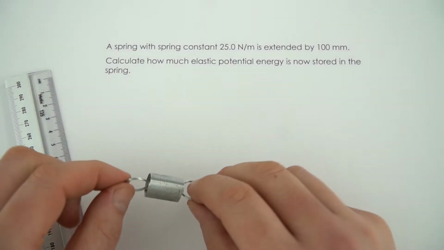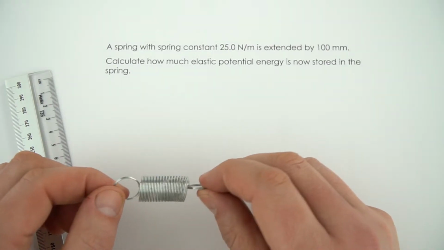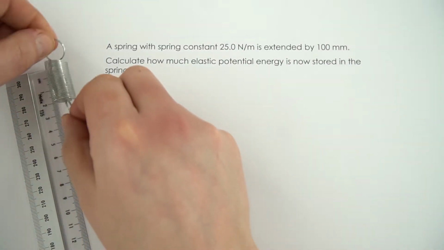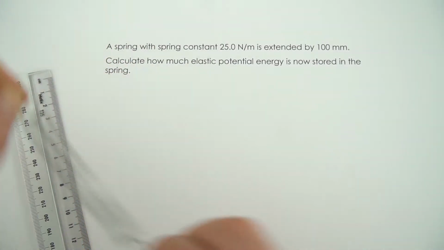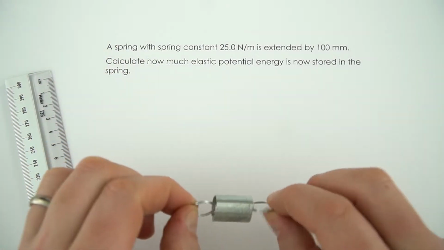So in this example, we've got a spring with a spring constant of 25.0 newtons per metre, and it's extended by 100 millimetres. We want to know how much elastic potential energy is stored in the spring.